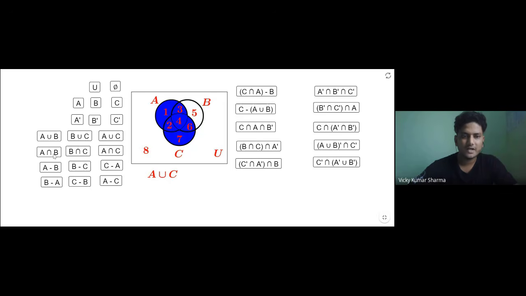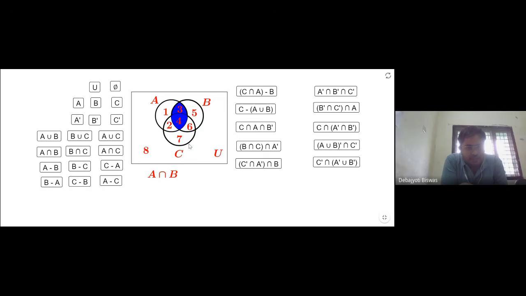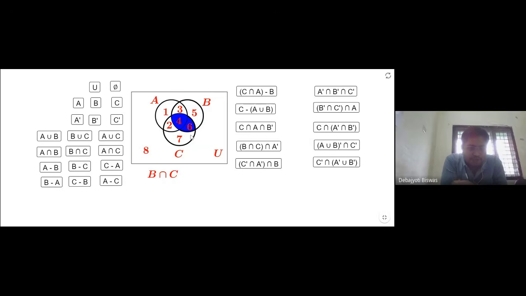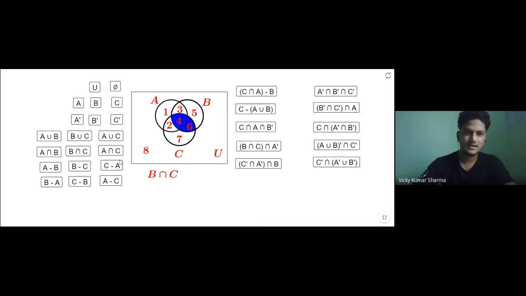So what do we mean by A intersection B then? Just by looking at this figure, can you explain, Devjyoti, what we mean by A intersection B? A intersection B represents the elements which are in both set A and set B. That's definitely right. Similarly, what do we mean by B intersection C? We can see here 4 and 6. Similarly, for A intersection C, it's 2 and 4.